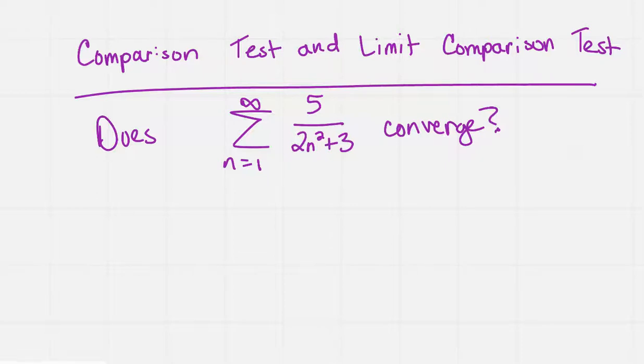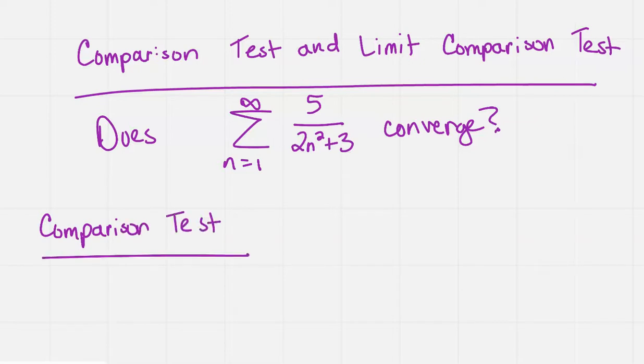So we have a problem where it asks, does the series 5 over 2n squared plus 3 converge, where n goes from 1 to infinity? We're going to look at this, we're going to solve it two ways. We're going to answer this by using the comparison test first, and then the limit comparison test. So I just want to emphasize how each is used so you can see the distinction. So the first way is with the comparison test.